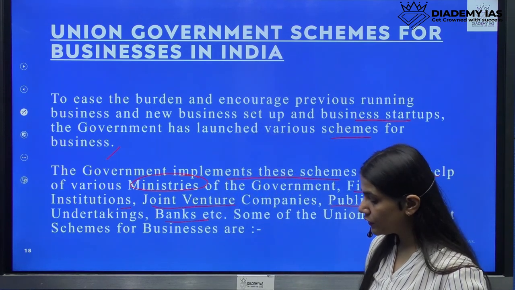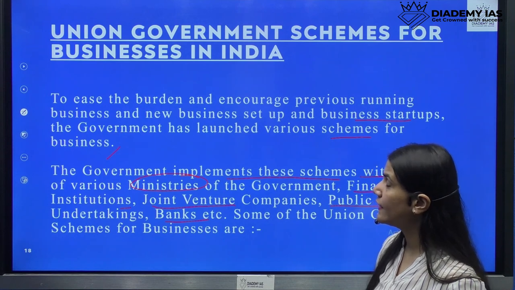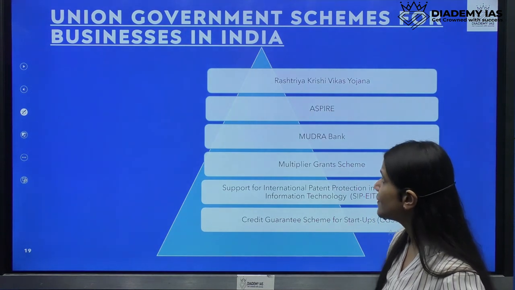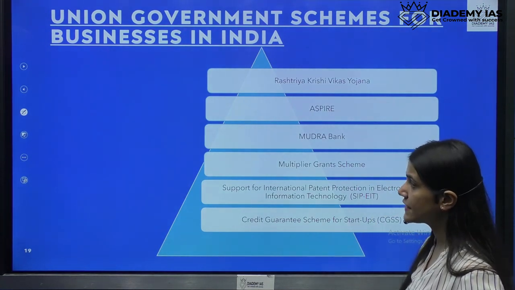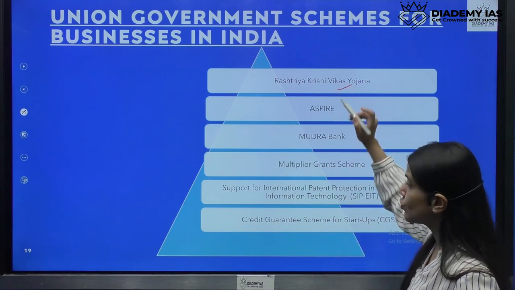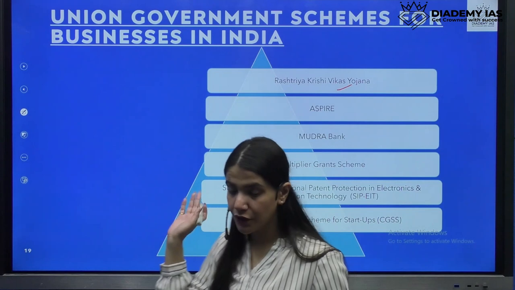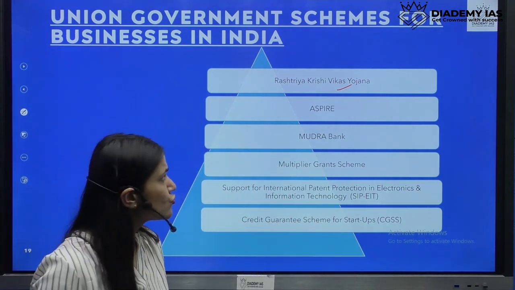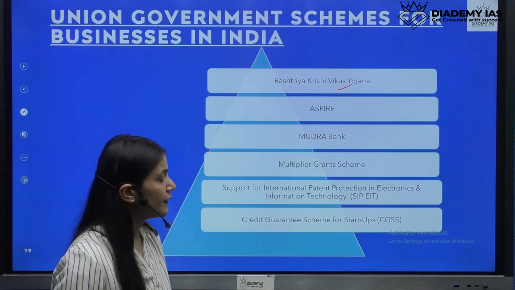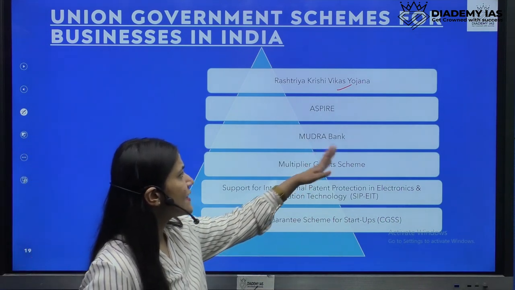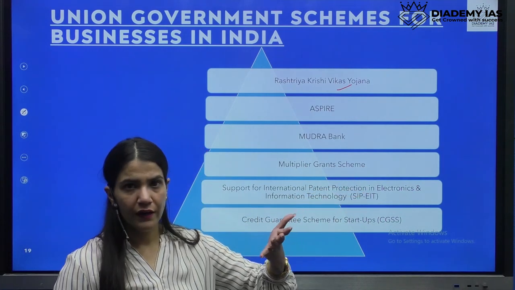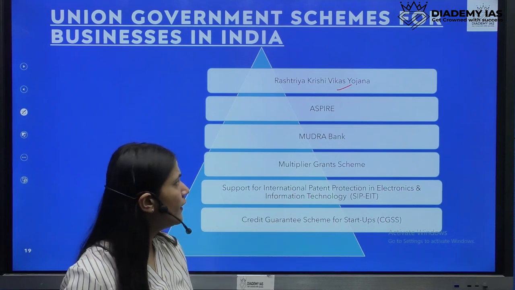So I would tell you how the Union Government of India is right now promoting the business culture. As you can see here, I have included six major organizations that are working. First is the Rashtriya Krishi Vikas Yojana. You can actually include these in your case studies. It is helping in the context of agricultural improvement. Then there is ASPIRE, right? It is also helping in rural development in the context of the business world.